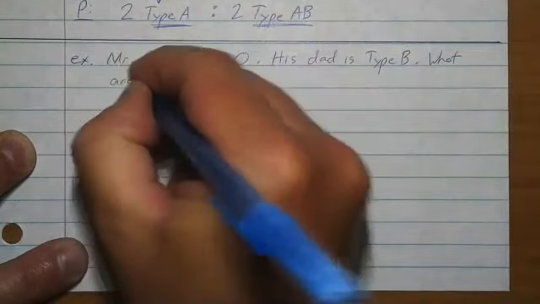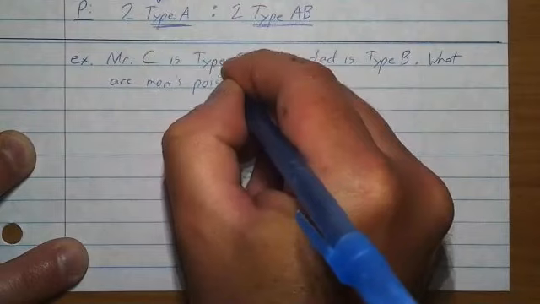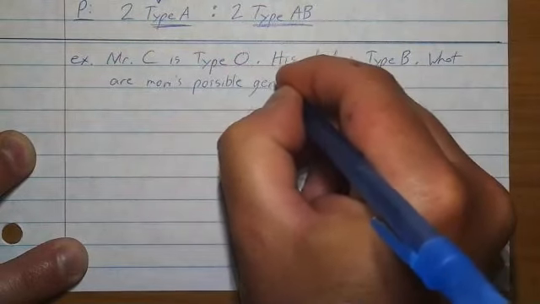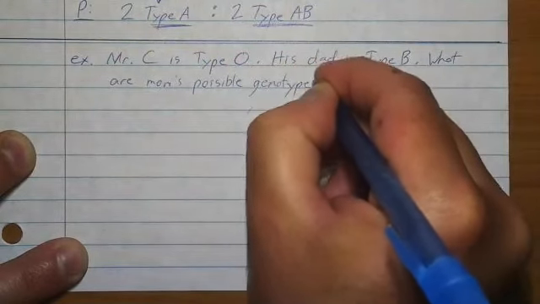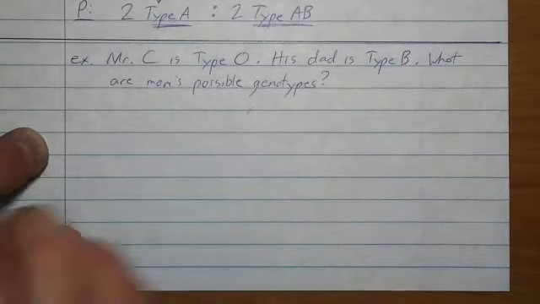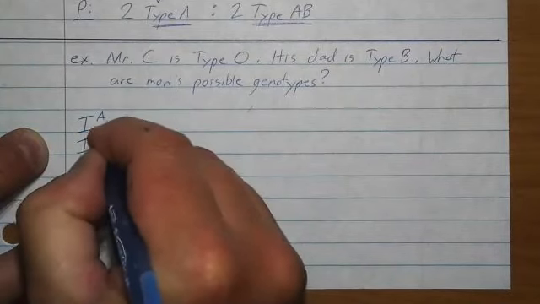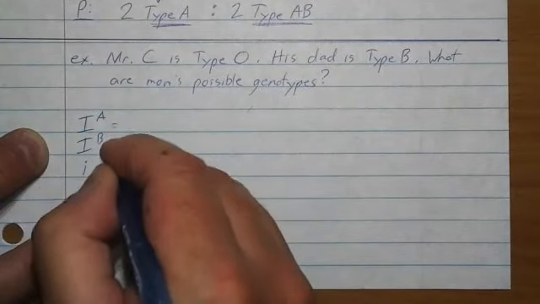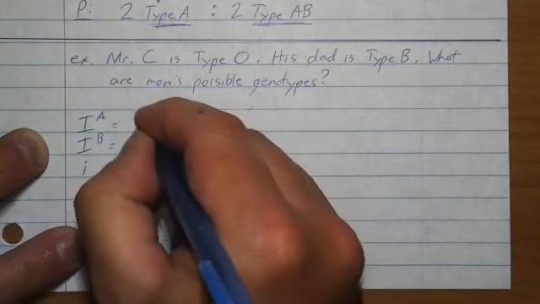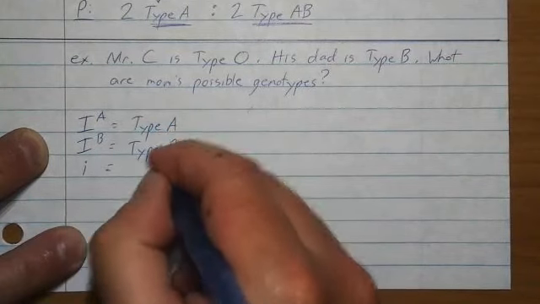What are mom's possible genotypes? And remember, genotypes are the letters. Okay, how do we start? Same place we always start. Identify your letters. I know it gets a little repetitive with blood type because you're like, isn't it going to be the same ones? Yeah, but it's good to have them here. Plus, it makes you look professional and on top of your game.